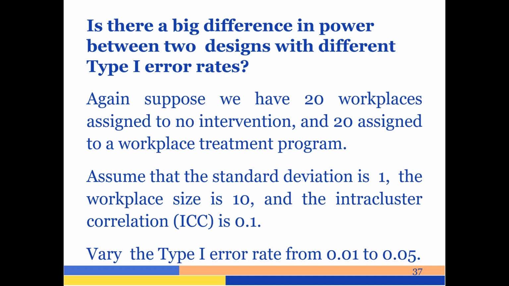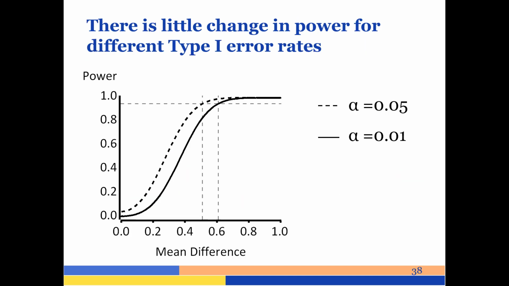The final question we'll look at and try to answer with a graph: is there a big difference in power between two designs with different type 1 error rates? Let's take a look. Here we are looking at type 1 error rates of 0.01 and 0.05, which are both reasonable. As you can see here, there's a horizontal line drawn at power of 0.95, and the vertical line shows the mean difference. The lower curve is the type 1 error of 0.01, so we could see a slightly larger mean difference of 0.6 versus the mean difference of 0.5, which we'd get if our type 1 error rate was equal to 0.05. It really does not make much of a difference.